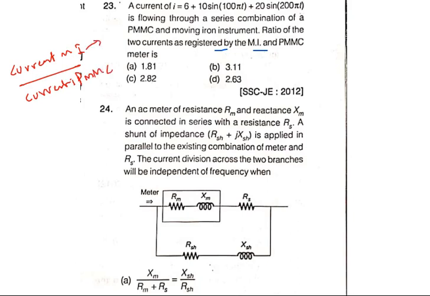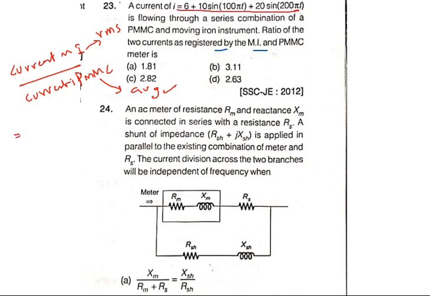The current in a moving iron instrument is the RMS value. Very important, it is also an objective question: moving iron measures which value, average value or RMS value? It is the RMS value. PMMC measures the average value, very important. He is asking the ratio of current in moving iron to current in PMMC, so we have to calculate the RMS value for this.